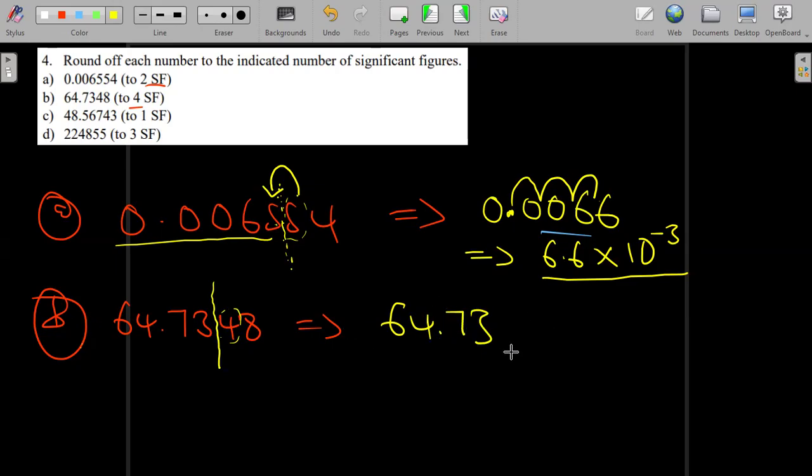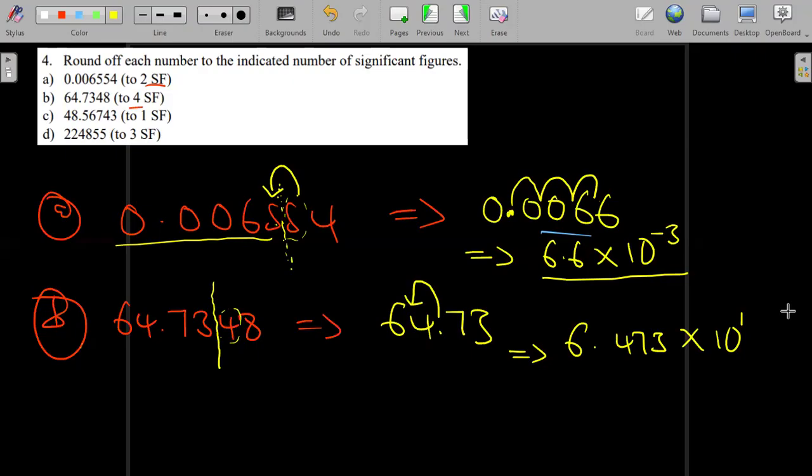If you want, you can represent it in scientific notation. You're going to move this point 1 place to the left like that. So it will be 6.473 times 10 to the power 1. Since I'm moving to the left, my power there should be positive. So it's the opposite. If you move to the right, your power is negative.